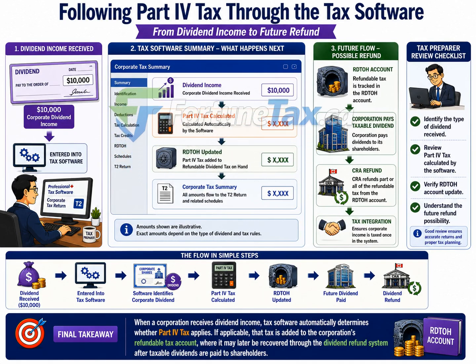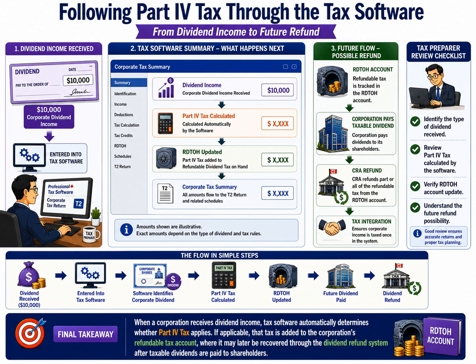Let's complete the journey of our $10,000 corporate dividend and see how Part 4 tax flows through the tax software and eventually becomes part of the corporation's refundable tax system. The process begins when the corporation receives $10,000 of dividend income from another corporation. After the dividend is entered into the tax software, the software identifies it as corporate dividend income and applies the appropriate tax rules. If the dividend is one for which Part 4 tax applies, the software automatically calculates that amount.